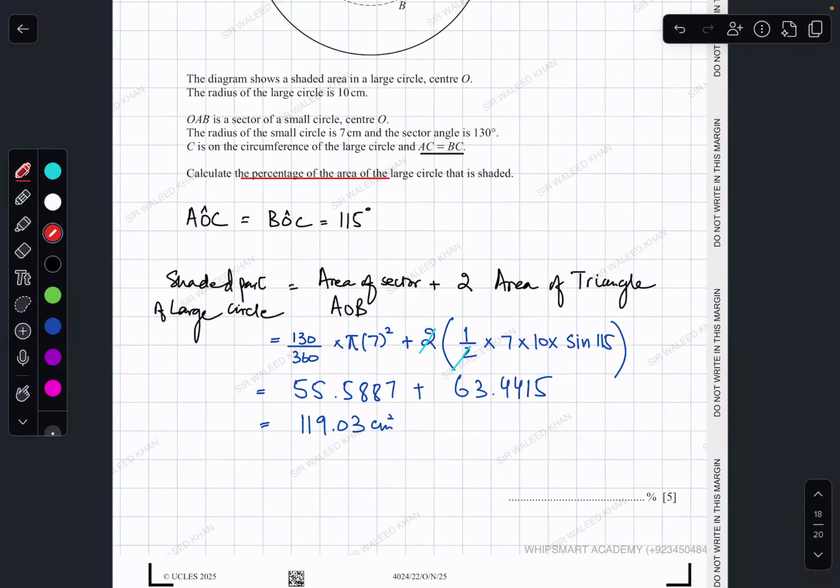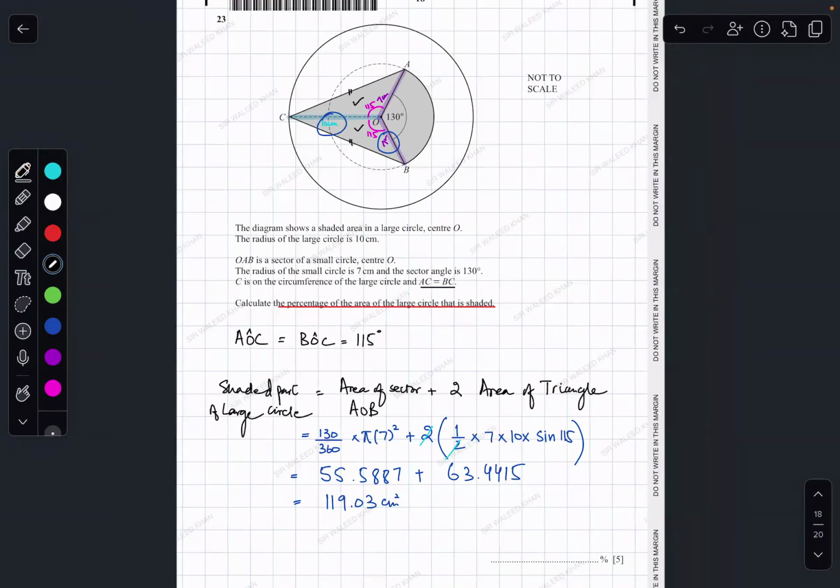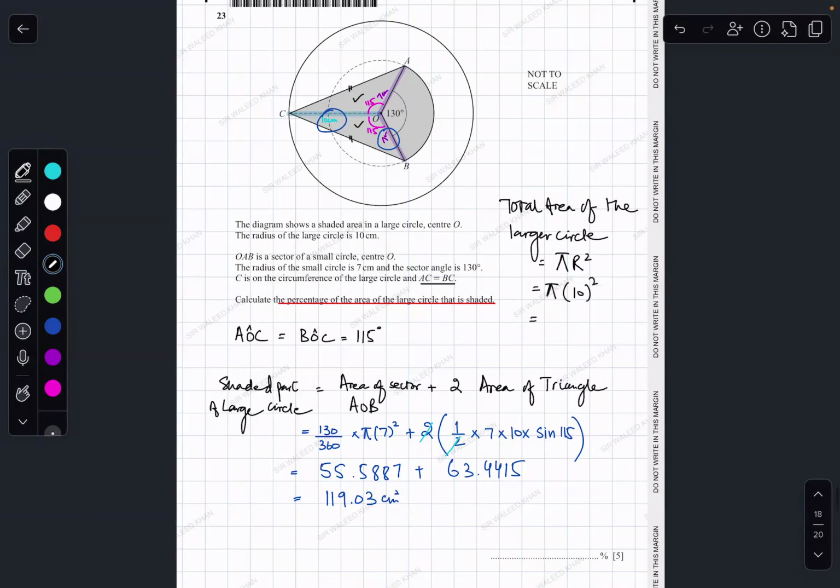They are saying calculate the percentage of the area of the large circle that is shaded. So we figured out the area of the shaded region, but for the percentage, I need the total area as well, because the percentage is out of the total. So for the total area of the larger circle, that is just pi r squared. R is 10, squared, so 100 pi, which is 314.159.